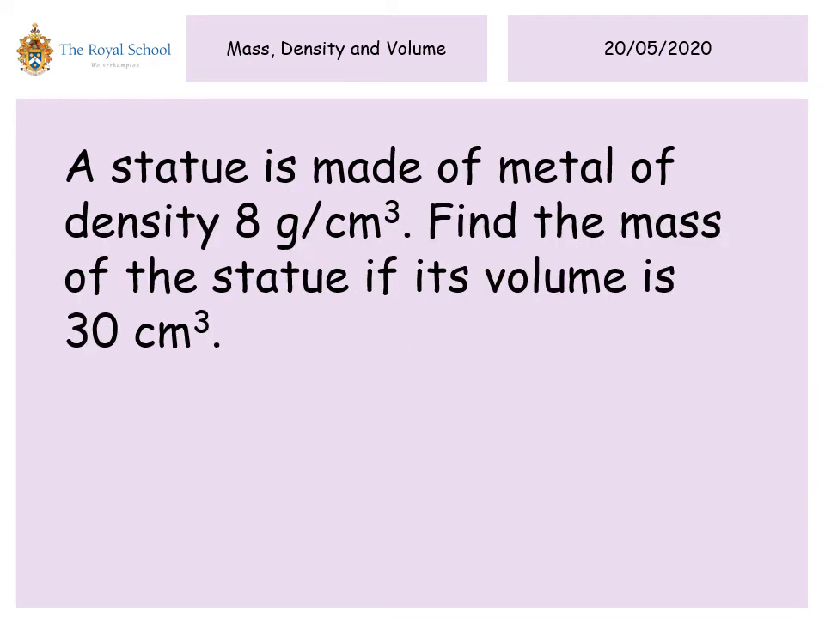So a statue is made of metal of density 8 grams per centimetres cubed. Find the mass of the statue if its volume is 30 centimetres cubed. Again, pause time until you've done.